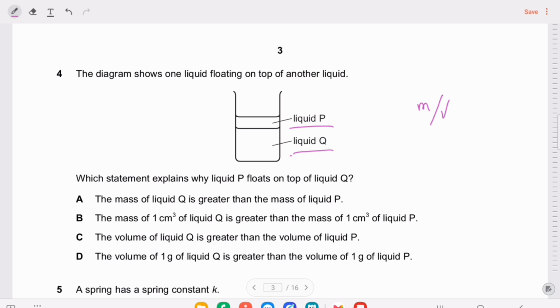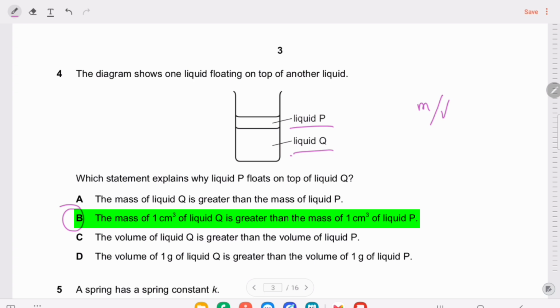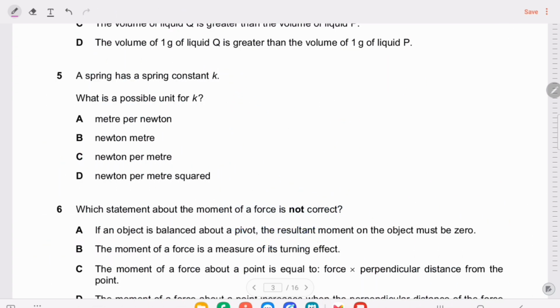So based on our analogy, we get the matching option, that is B. Now this is the spring question. Suppose this is the stretched spring. This is the force acting on it, and this is the x. Now for this we will be using Hooke's law. So Hooke's law is force equal to Kx.